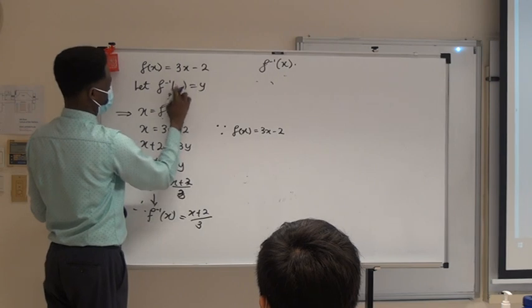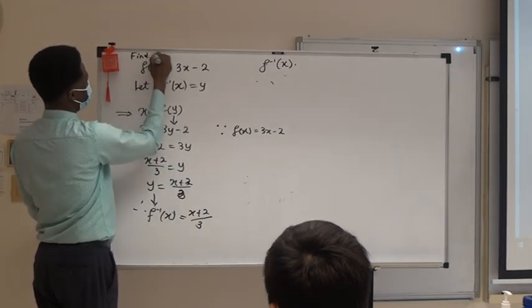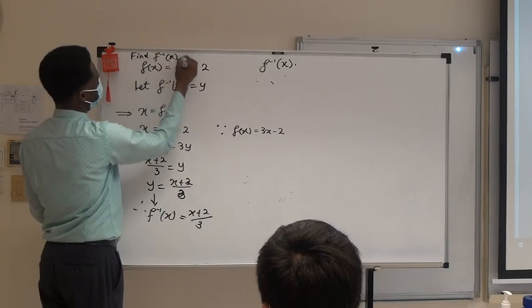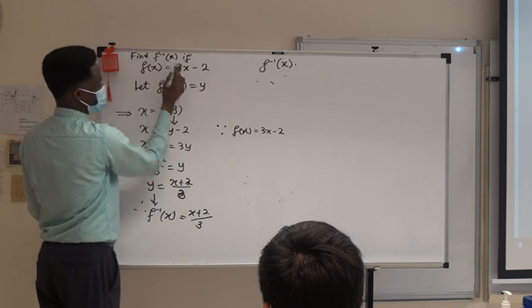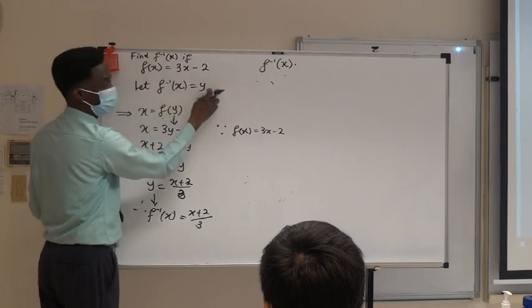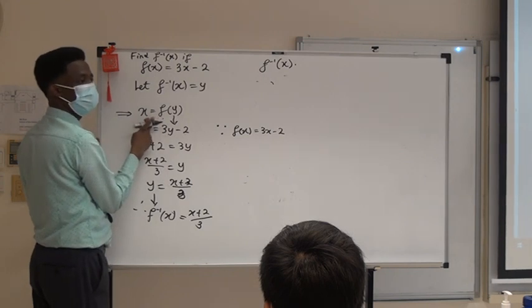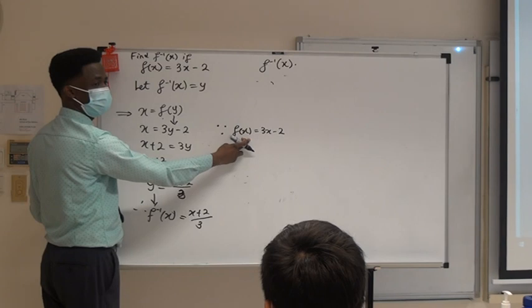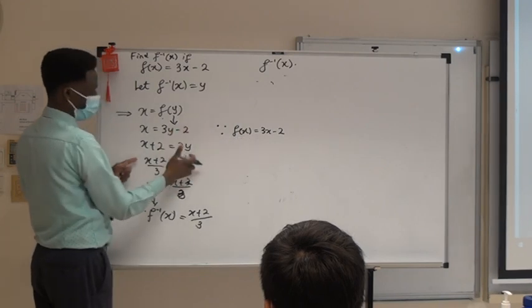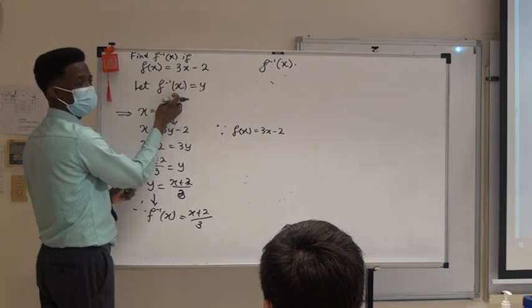And remember, the question is: find f inverse, if f is this. What I'm looking for, let it be y. Interpret that, and you get your left-hand side because of this definition of f, and you just make y the subject.